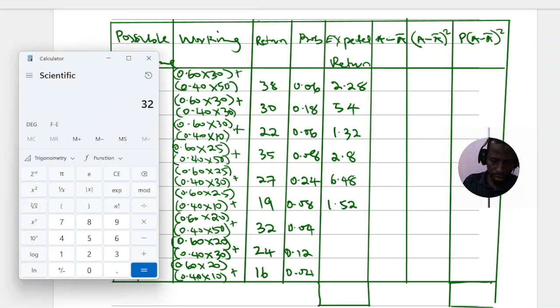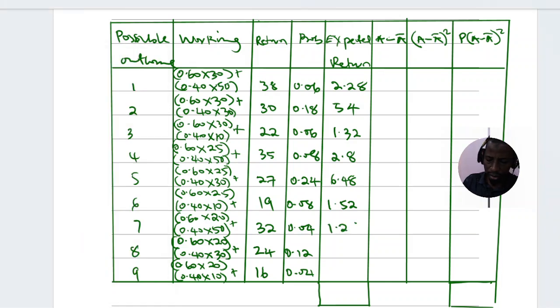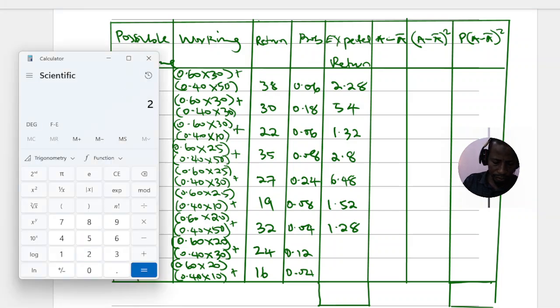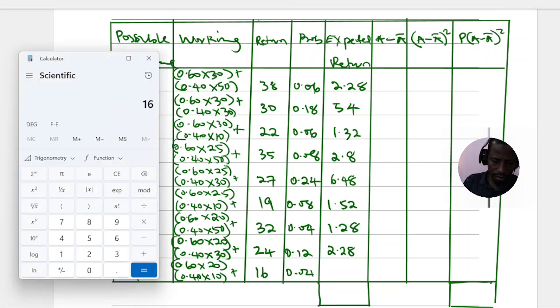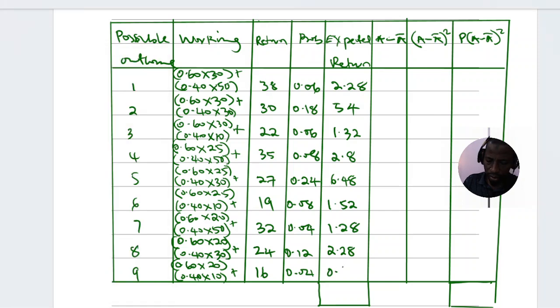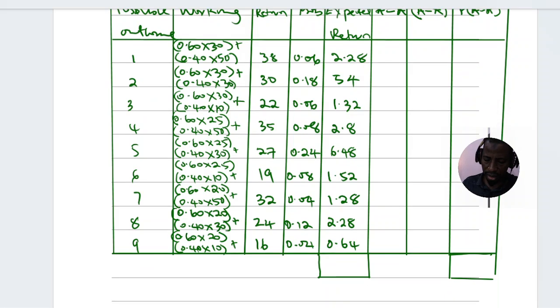32 multiplied by 0.04, 1.28. 24 multiplied by 0.12 equal to 2.88. Then 16 multiplied by 0.04 equal to 0.64. So let's add everything together. That would be the return of the portfolio.